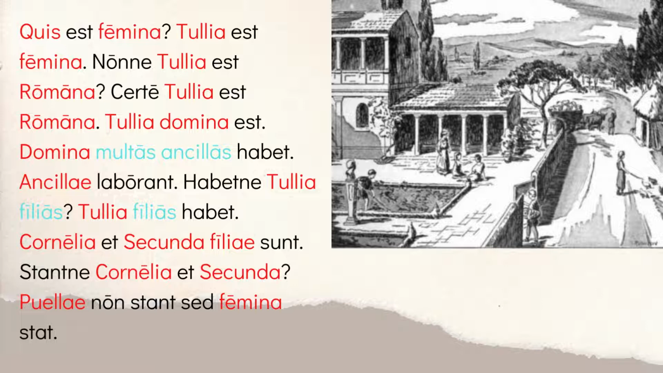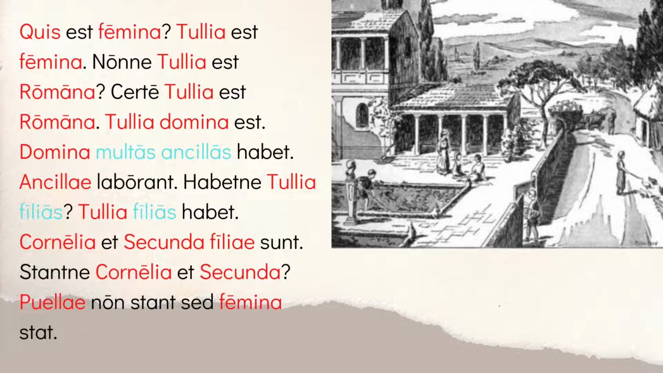So that's what's going on here when it says the domina, right? The mistress has many slaves. That would be very true. Ancillae laborant, right? The slave women, the ancillae, they work. They are working, you could say, right? Which is true. They would be working and doing whatever the mistress tells them to do.